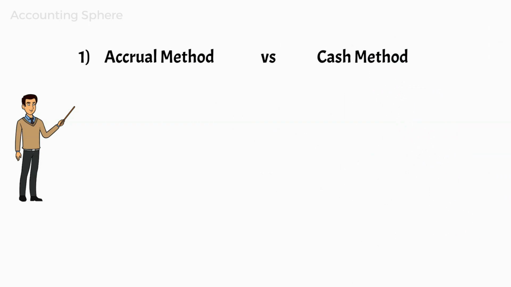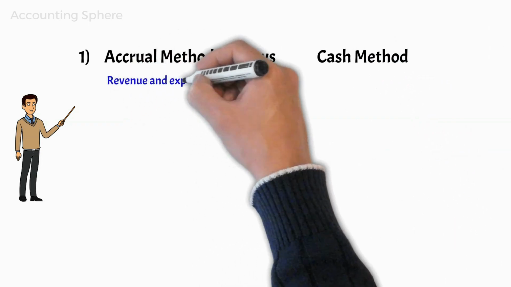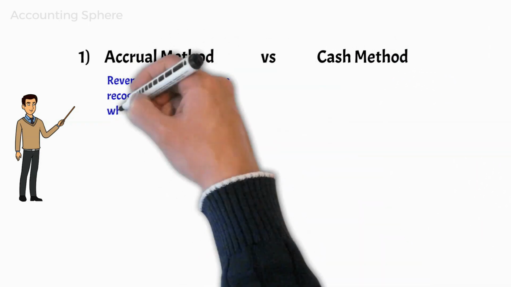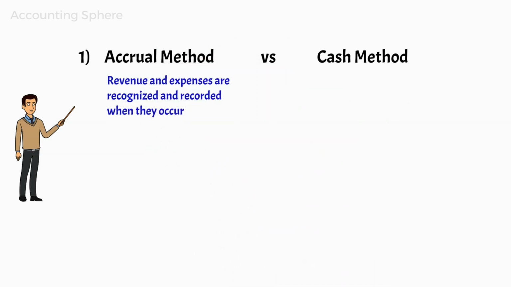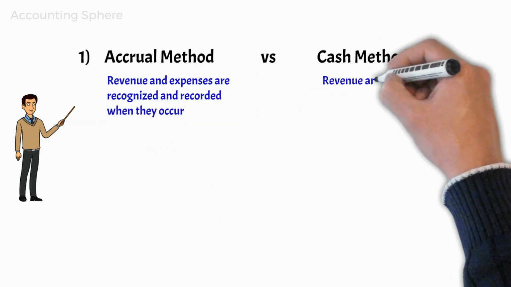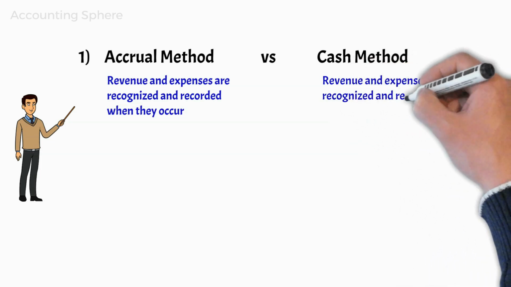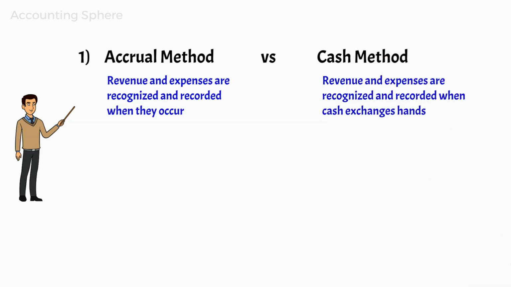The accrual method shows that revenue and expenses are recognized and recorded when they occur, while cash basis accounting shows that the same line items aren't documented until cash changes hands.